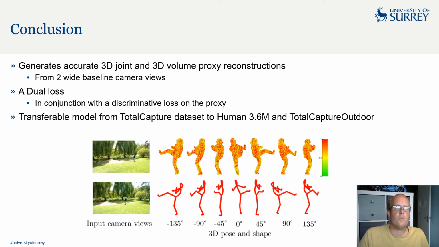This proposed work generates 3D joint and 3D volume proxy reconstructions using only a minimal camera set of 2 wide baseline cameras, through learning constrained by dual loss on the joints and a generative adversarial loss on the 3D volume. The dual loss in conjunction with the discriminator in the GAN framework delivers state-of-the-art performance.